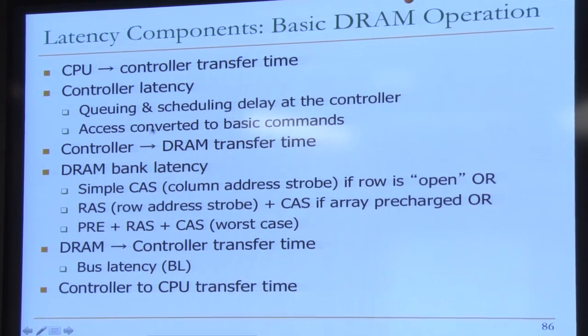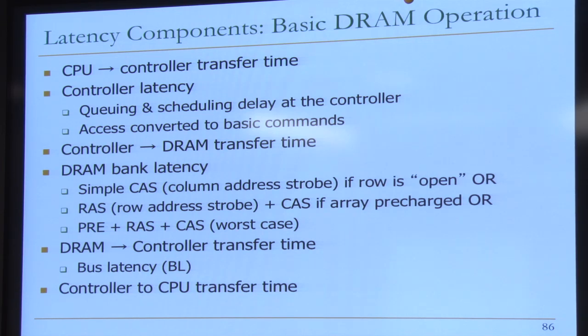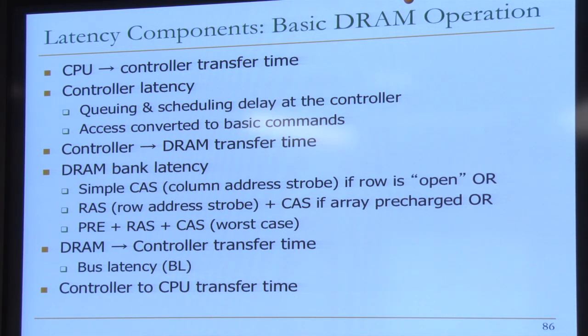And the controller converts the access to basic commands. Remember, your access is really, I want this cache block. But then the controller looks at the state of different parts of the DRAM system and says, oh, I need to transform this request into different commands. It requires an activate, or it doesn't require an activate.